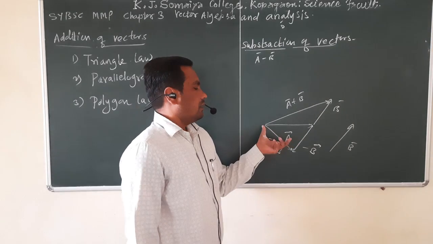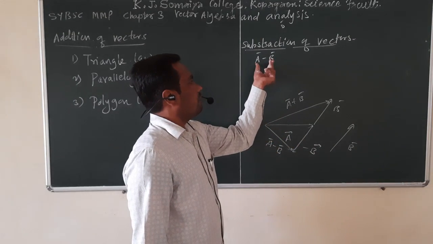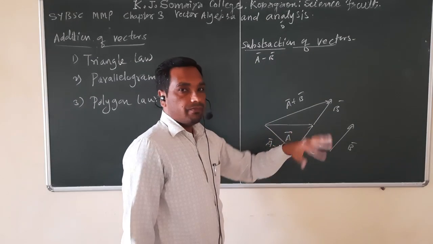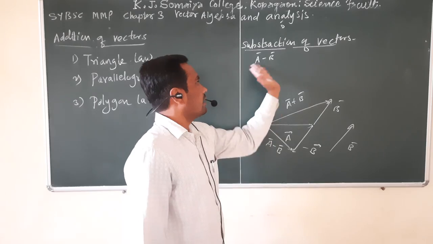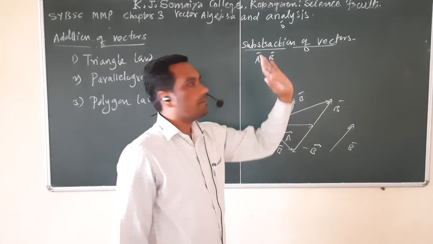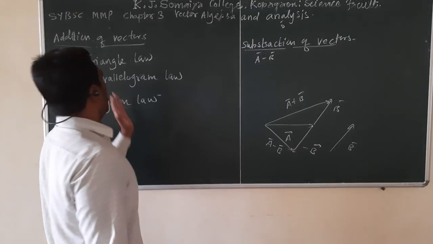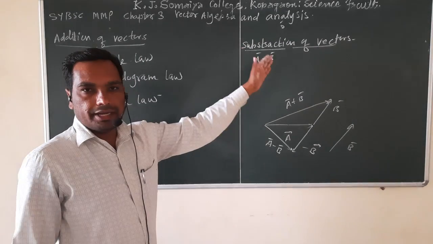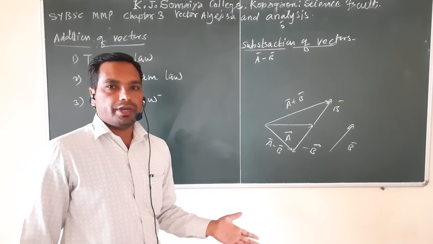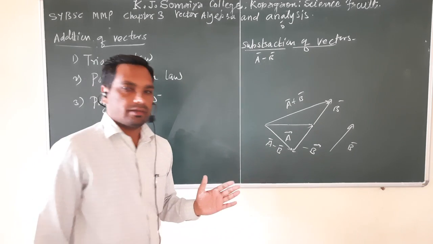Now, if you take vector B minus A, the vector will be different. So vector A minus B is not equal to vector B minus A. In this way, we can study the laws of vector addition and subtraction. Now we are moving to the next point, multiplication of vectors.